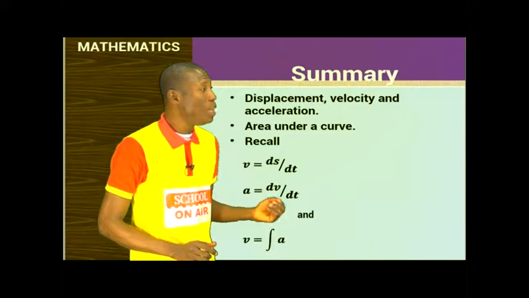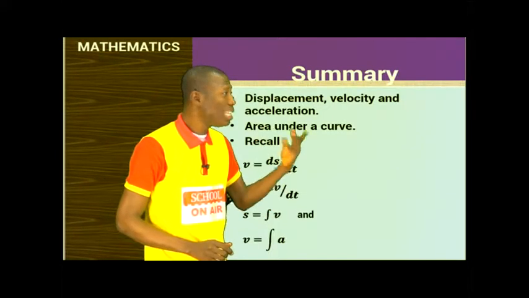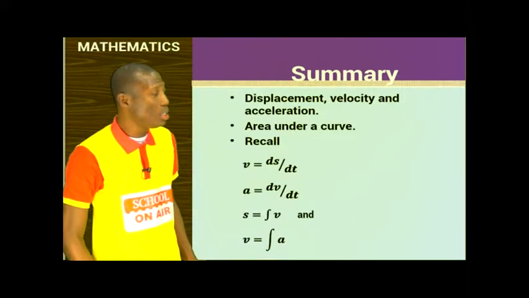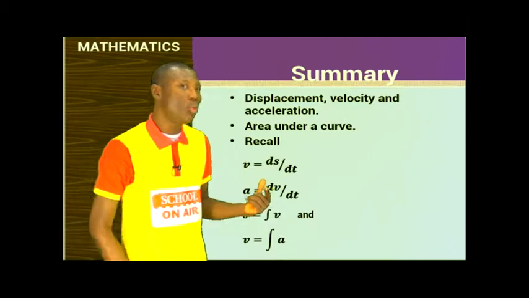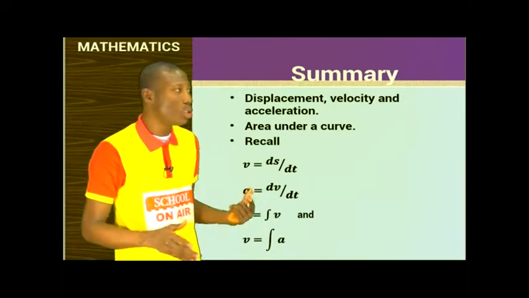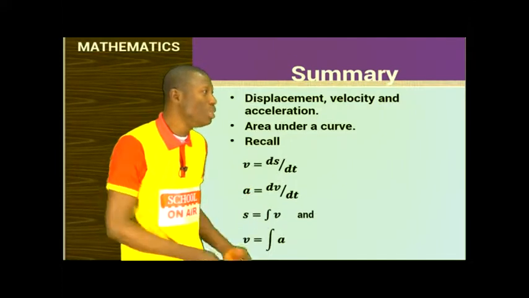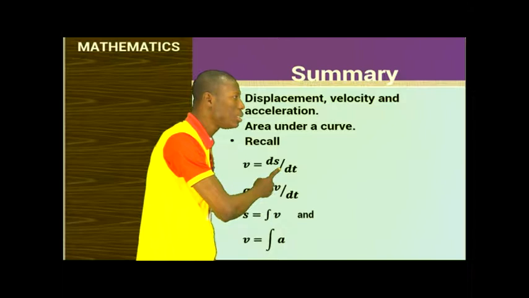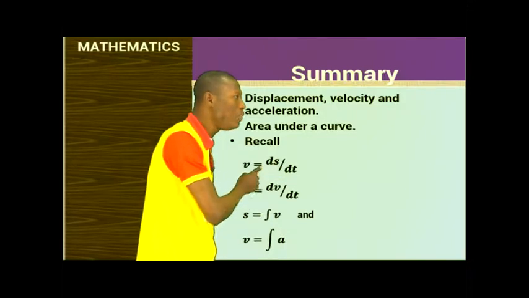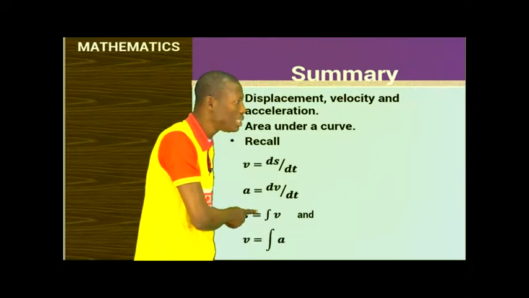I've talked about displacement, velocity, and acceleration. v is equal to ds/dt, which refers to differentiation. And a is equal to dv/dt. From v to s: when you differentiate s, you get v. If you integrate v, you get s.